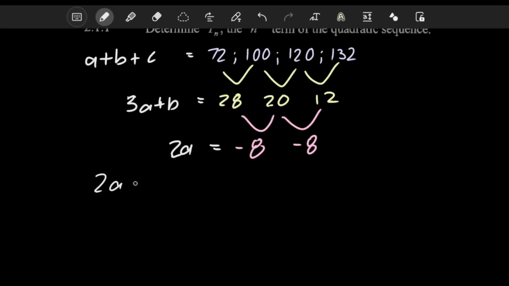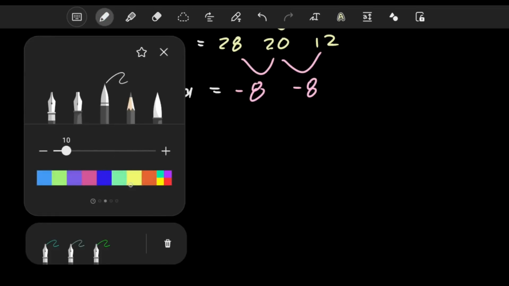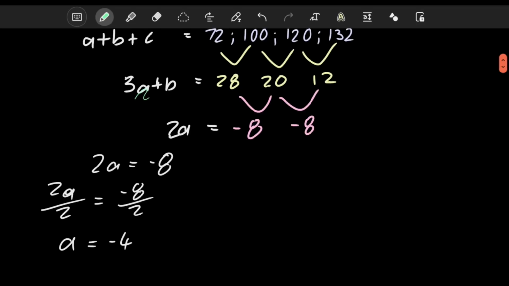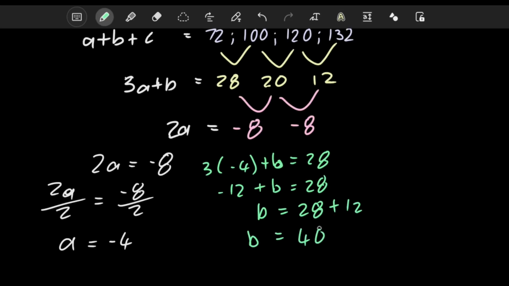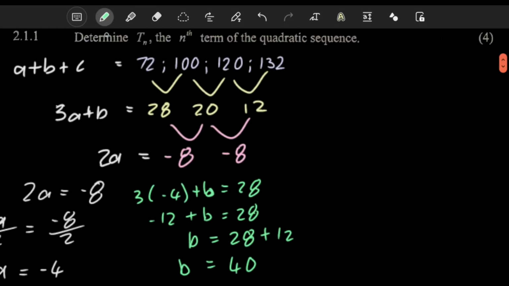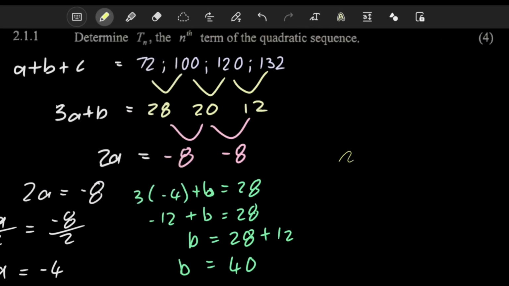Starting at the bottom here, we're going to equate this to negative 8 to work that out. Let's see what we get. A is negative 4, and then you just continue the chain. When I say continue the chain, I mean here you're going to throw in a negative 4 now, and then this is negative 12. B is 40. Perfect. And then let's throw in all those values here. So A is negative 4, B is 40, and then let's see what we get for C there.